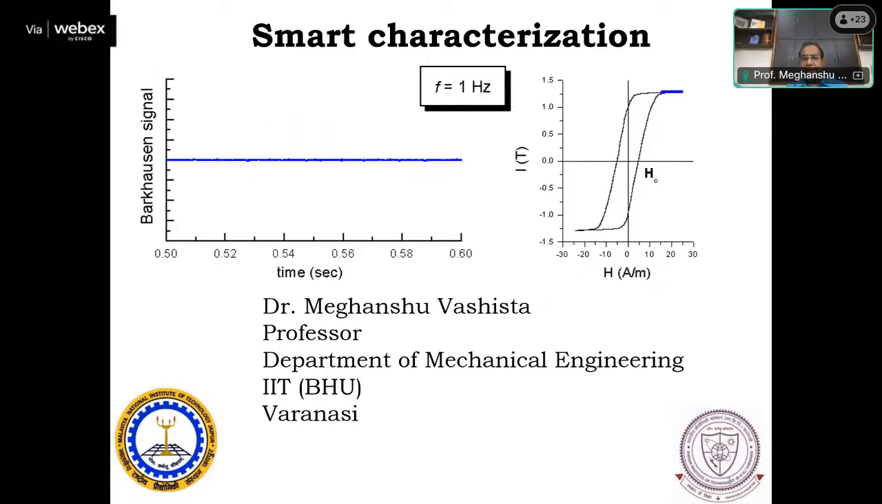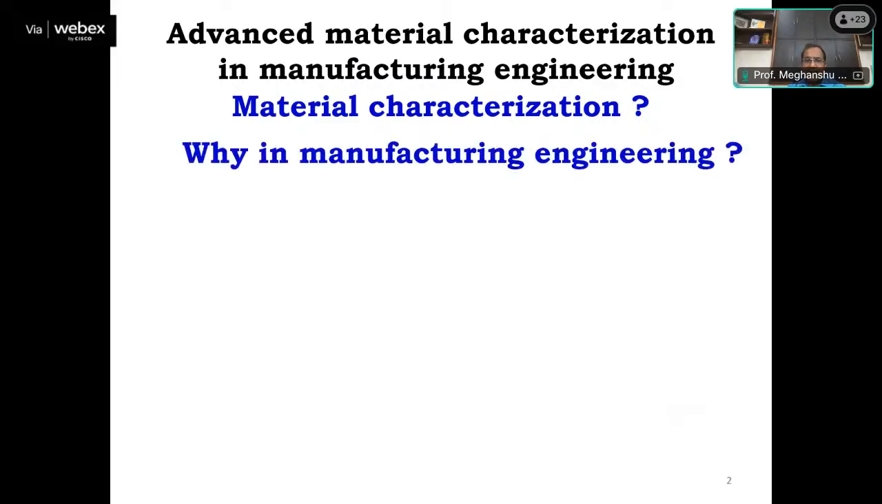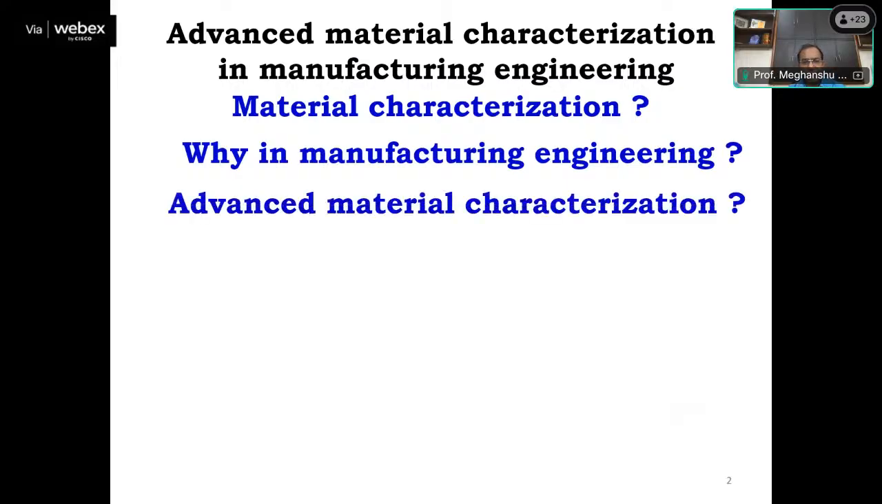So this slide is indicating formation of a hysteresis loop and generation of Barkhausen noise signal. What is advanced material characterization or smart material characterization, and how it is applicable in manufacturing engineering, that we will see. First thing, what is material characterization, why it is required in manufacturing engineering, and what is the meaning of smart material characterization or advanced material characterization.